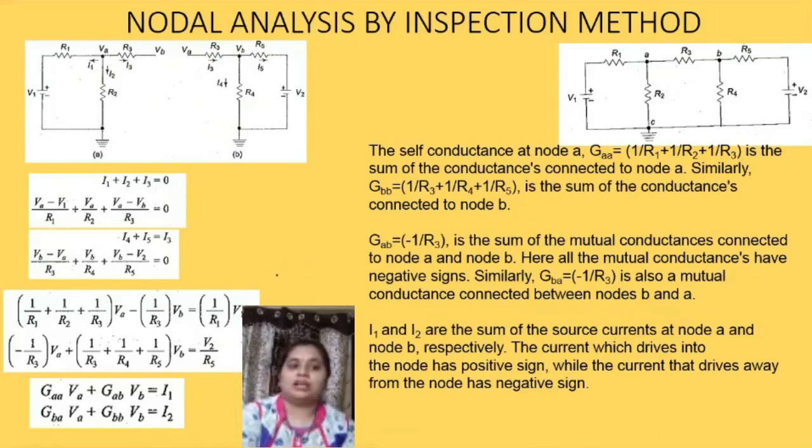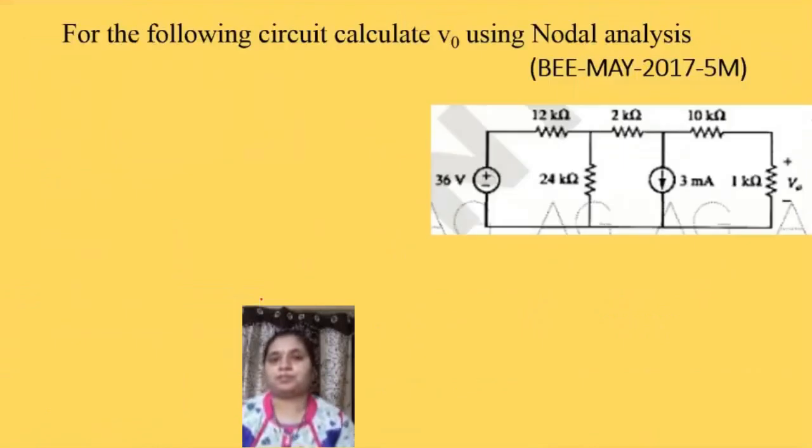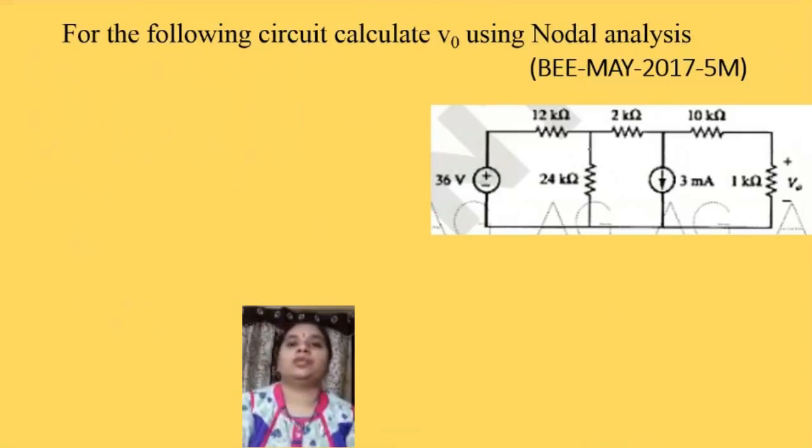So here we will be applying the same for our next problem. This is a problem which was given in May 2017 for 5 marks. We are going to check whether we can use the same method or not. For this problem, we have to find the value of V naught. V naught is the voltage across this 1 kilo ohm resistor.